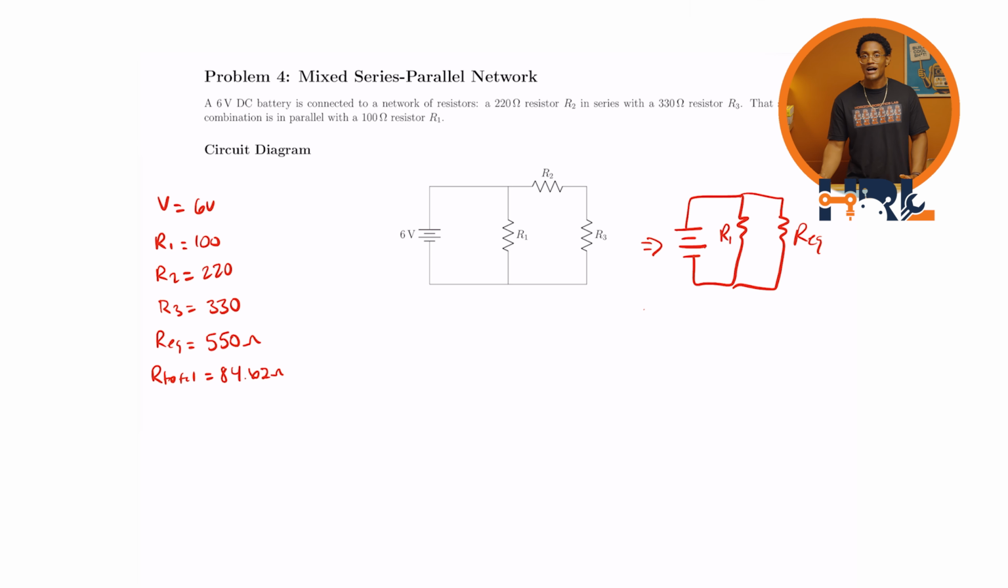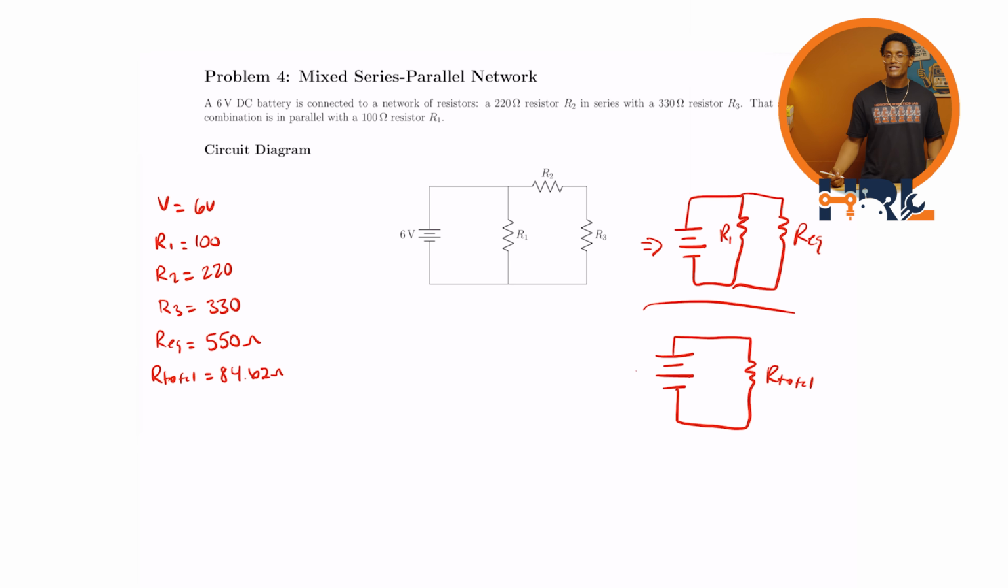So now that we've calculated the total resistance in the entire circuit, we can simplify this even more. We can now simplify the entire circuit as a single resistor in series with a battery. Now that we have that, we can calculate what the total current going through the entire circuit is, and then we can find out what the voltage drops are through each circuit.